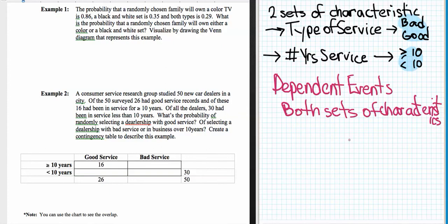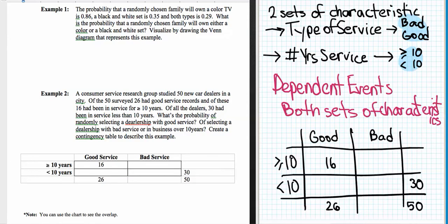So let me go ahead and create this table. I'm going to pause my video so you're just going to see all of a sudden, boom, the table's going to be there. All right, so here we go. Now let's read the problem.